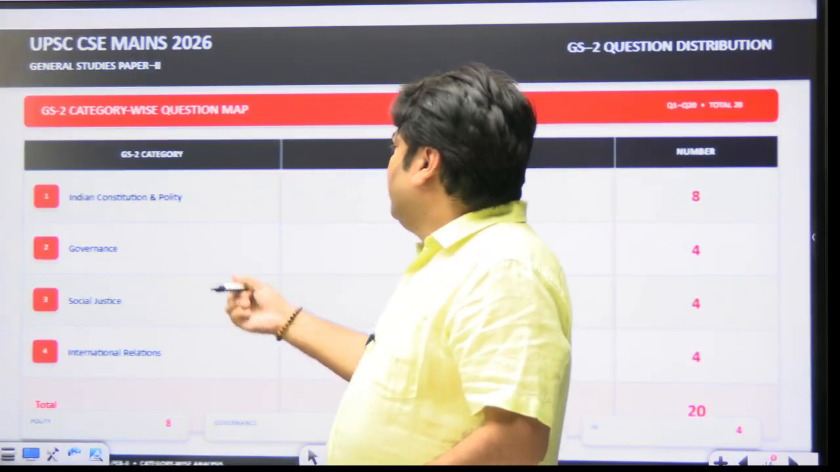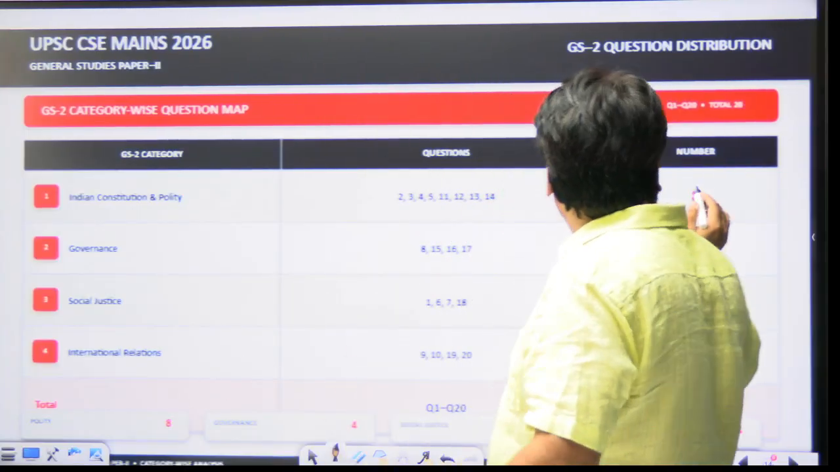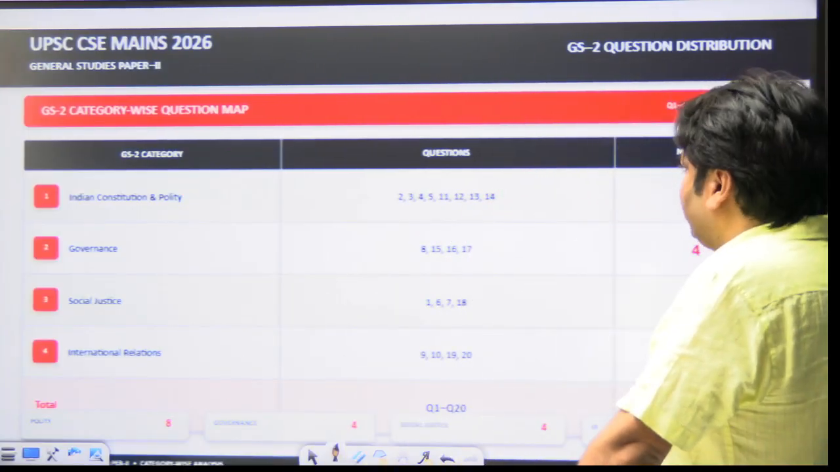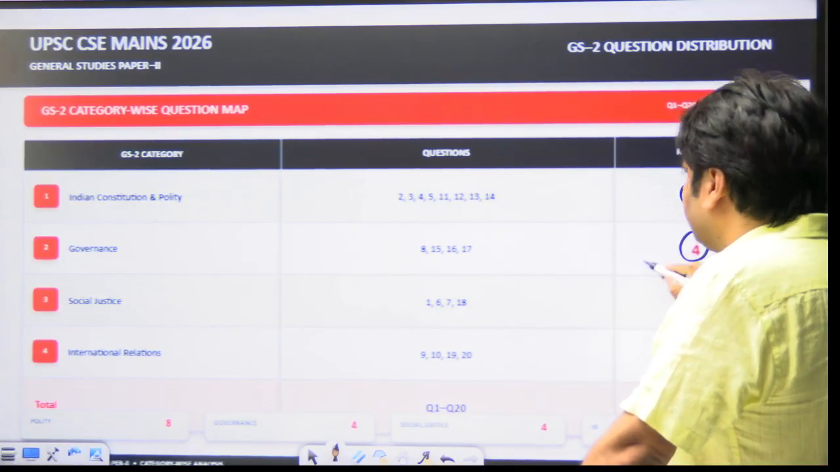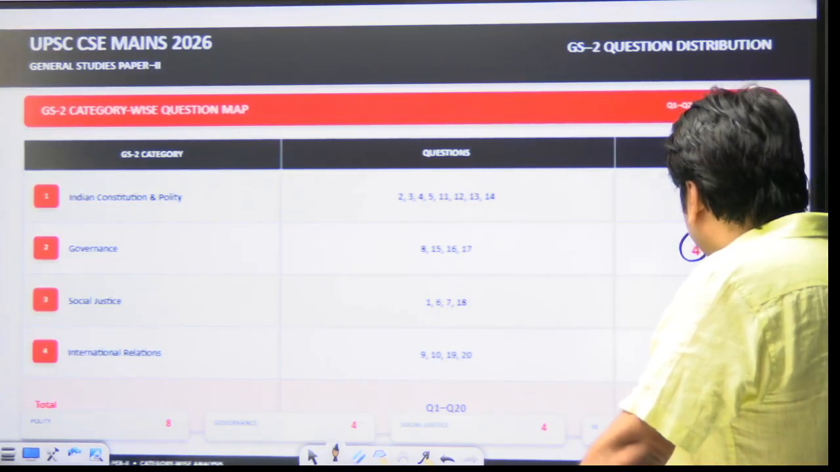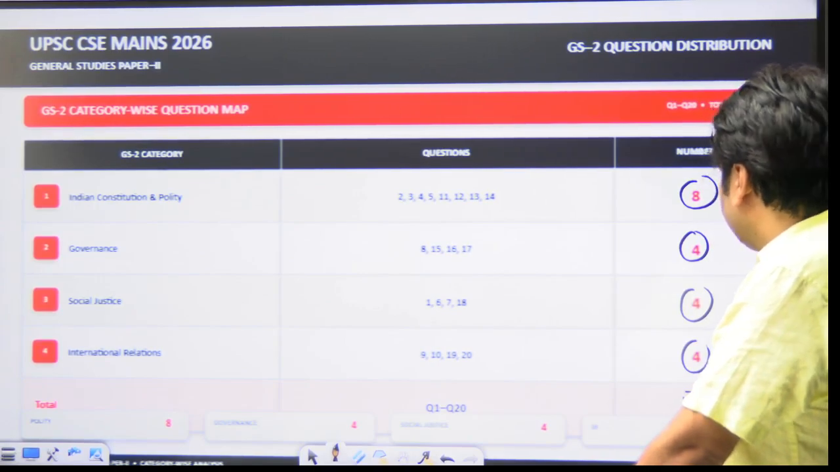These are 4 questions from international relations. Now, it is clear that from Indian Constitution and Polity, the total number of questions is 8. From governance, the total number of questions is 4. From social justice, the total number of questions is 4. From international relations, the total number of questions is 4. And overall total number of questions is 20.